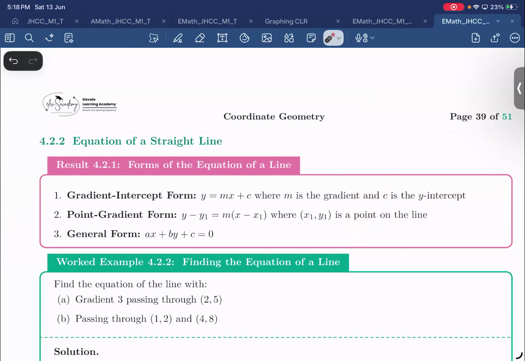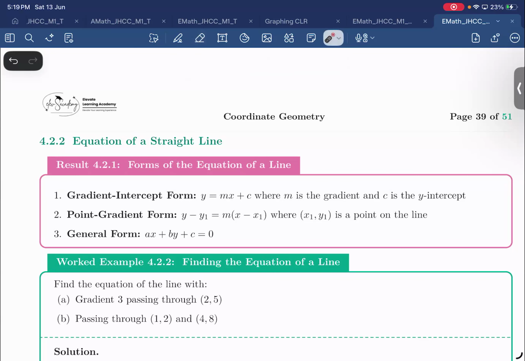There are three ways, but the third way is not too common, and I would not recommend it. The first two ways are the gradient intercept form and the point gradient form. You can use either one or two, it doesn't really matter, but I prefer to use two. To create an equation of the line using two, you need the gradient, and you need a point that lies on the line.